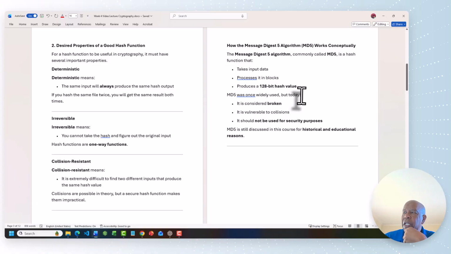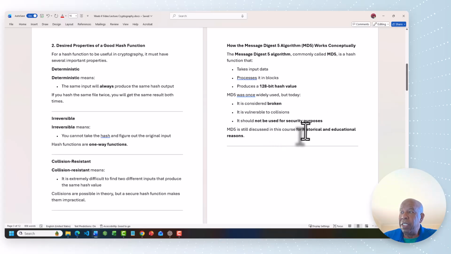MD5 was once widely used, but today it's considered to be broken. Broken means that those who do not want to get to the data are able to figure out how the hash function translates back to what is being encrypted. It is vulnerable to collisions. We just said, I can get two different items that I want to get a hash for and get a collision with the same hash. It should not be used for security purposes.